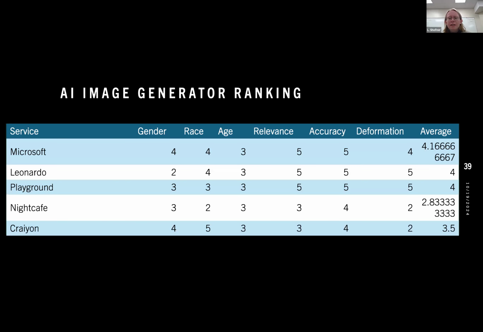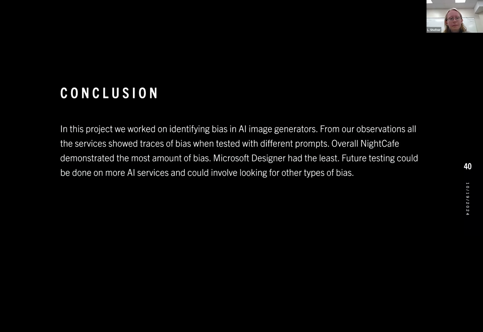Right, and then this is just the rankings. As you can see, Leonardo and Playground were actually really close. All 3 of those are pretty good tools. So again, NightCafe was the worst because it had issues, and Microsoft Designer had the least amount of issues.